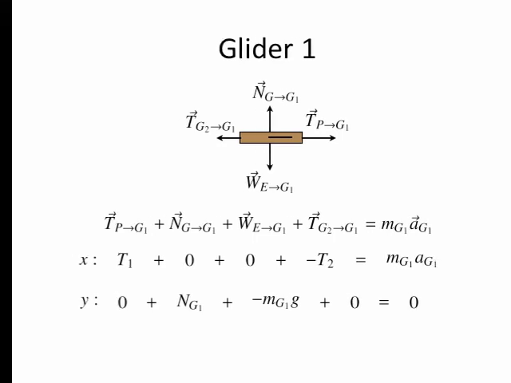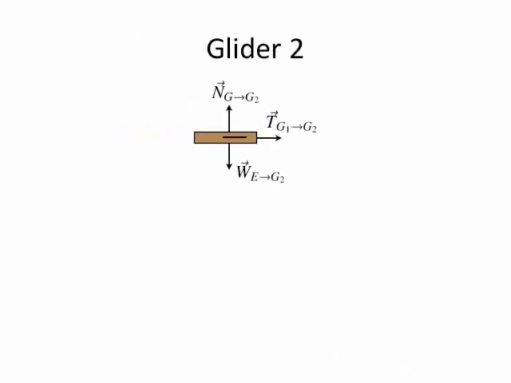Okay, let's look at glider 2. Glider 2 only has 3 forces acting on it. I'm ignoring any kind of drag or any kind of friction between the gliders and the ground. Those 3 forces are the normal force from the ground pushing up, the earth pulling down with a weight, and the tension force from glider 1 acting on glider 2. The sum of those 3 forces has to be the mass of glider 2 times the acceleration of glider 2.